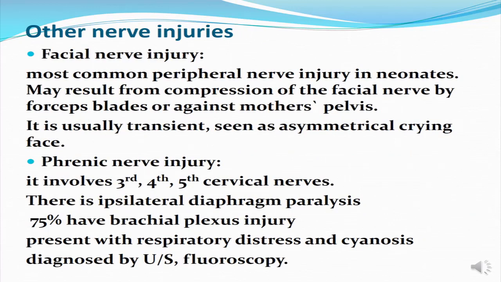Other nerve injuries include facial nerve injury. It is the most common peripheral nerve injury in neonates. It may result from compression of the facial nerve by forceps blades or against the mother's pelvis. It is usually transient, seen as an asymmetric crying face. When the baby cries, there will be an asymmetrical face. Phrenic nerve injury involves the C3, C4, C5 cervical nerves. There is ipsilateral diaphragmatic paralysis, and 70% have brachial plexus injury, and patients will present with respiratory distress and cyanosis, and the diagnosis is by ultrasound and fluoroscopy.